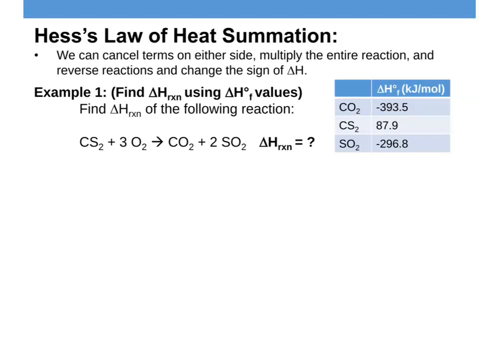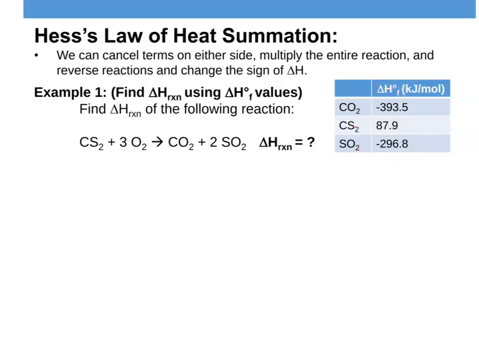So first example, I want to find the heat of the reaction using these heat of formation values. I want to find the heat of the reaction of the following reaction. I've got carbon disulfide and 3 oxygens make carbon dioxide and 2 sulfur dioxides. I want to know what that heat of reaction is. And I'm giving you these heat of formation values, which again, you can just look up online or in a book.